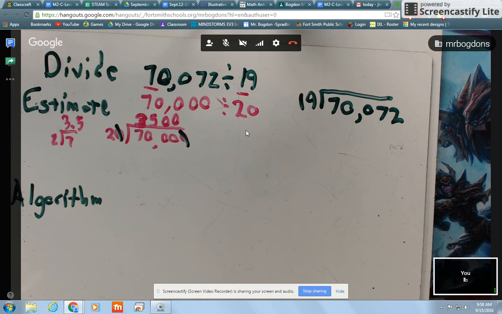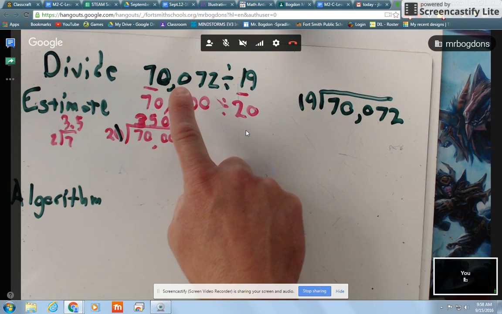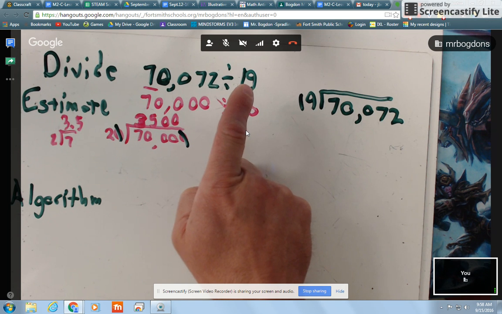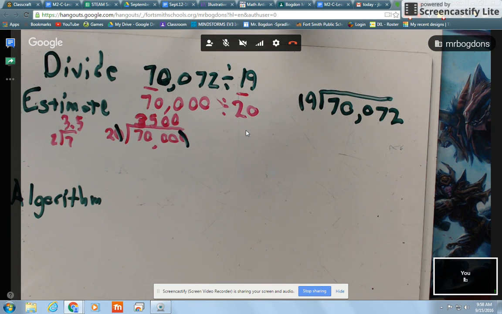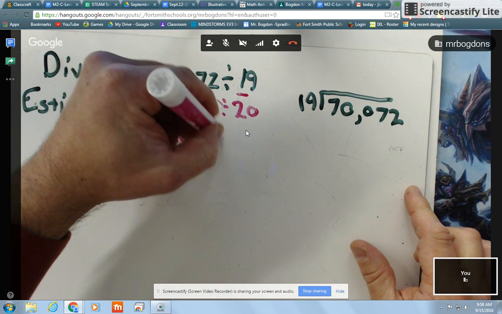So my estimate, what is 70,072 divided by 19? I'm estimating it's going to be somewhere really close to 3,500.